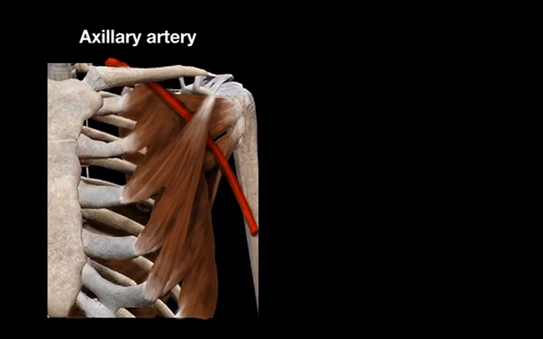Now let us see the branches of axillary artery. Axillary artery gives off one branch from the first part, two branches from the second part, and three branches from the third part. The branch from the first part is called superior thoracic artery. It is a very small artery and you may not get it during dissection. It supplies the structures in the intercostal spaces and anastomoses with the arteries of the intercostal spaces. That is superior thoracic artery.